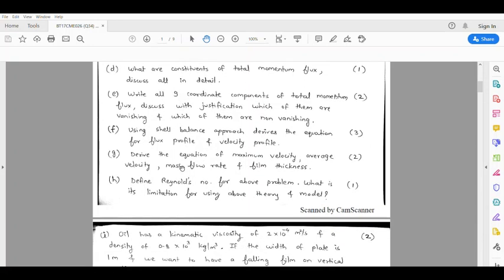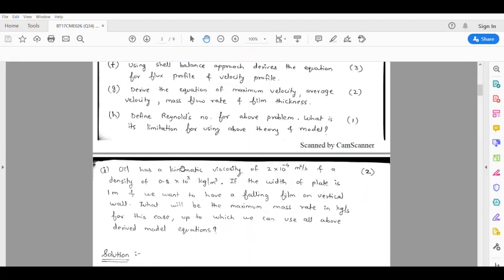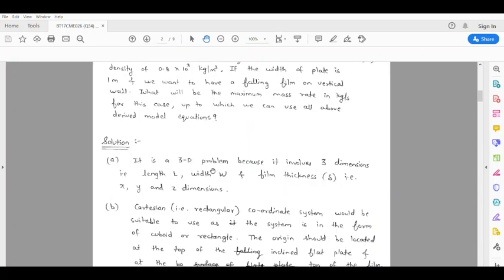In H part, we have to define Reynolds number for the above problem and discuss the limitation for using the above theory and model. In I part, we have given data and using the data we have to calculate the maximum flow rate up to which the following theory can be applied. Now let's come to the solution.